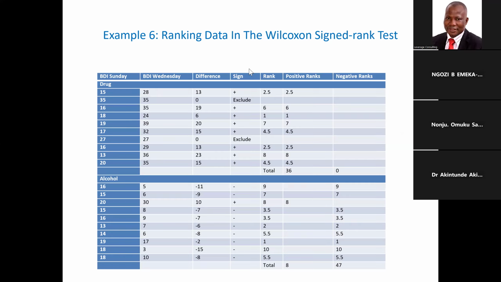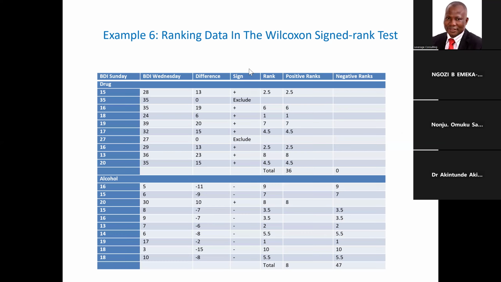Yeah, you have to look at the sign. Where they are the same, the difference will be 0. Once the difference is 0, you exclude it from the calculation under the sign. You want to know the sign; that is when you remove it. Does it have a negative sign or a positive sign? The one that is 0 has no sign. It's neither negative nor positive.